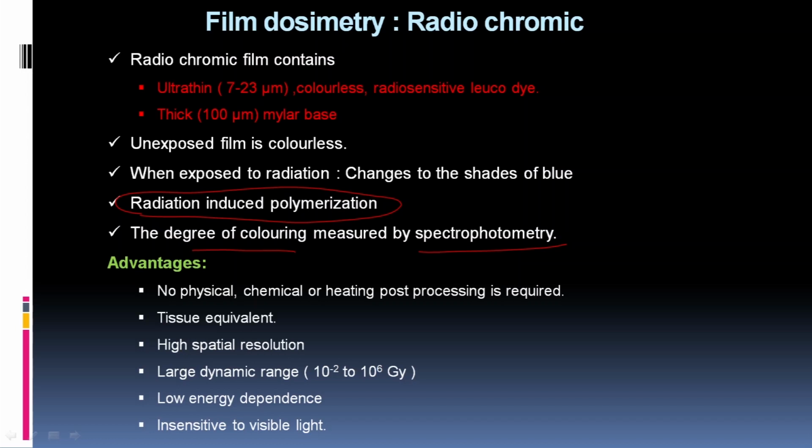So what are the advantages? No physical, chemical or heating post processing is required, and this film is tissue equivalent. In radiographic film we used silver, which is not tissue equivalent. Here high spatial resolution is available, and we have a large dynamic range, meaning we can measure doses from 10 to the power minus 2 to 10 to the power 6 gray, and very low energy dependence, which is an ideal characteristic of radiation detectors, and it is insensitive to visible light.